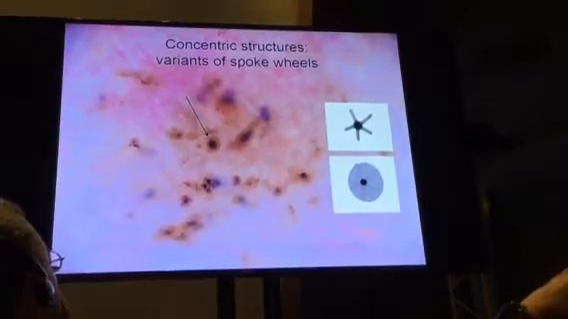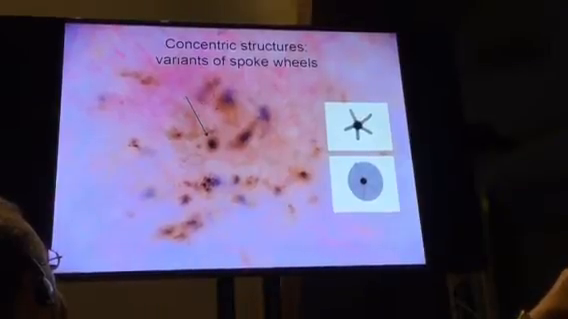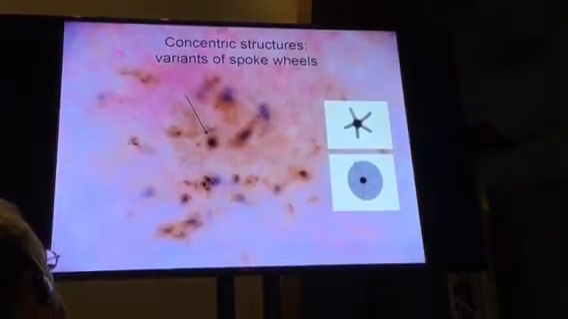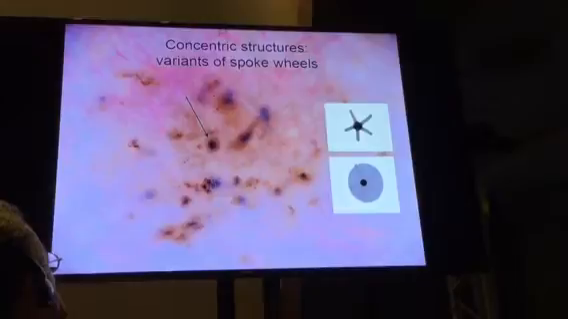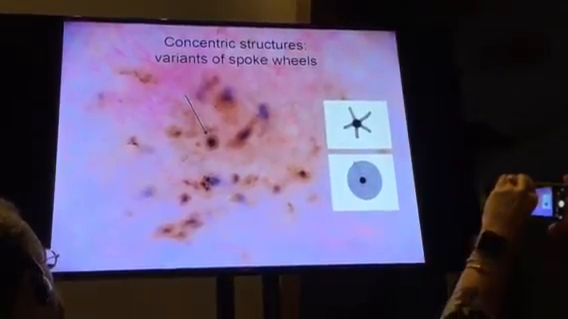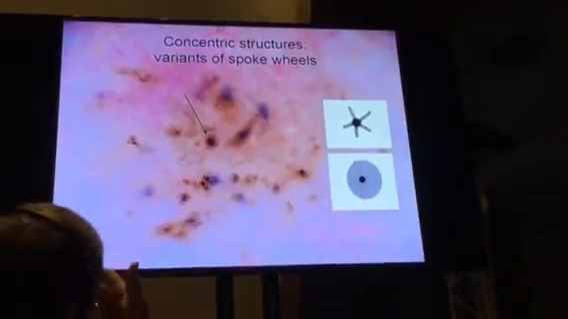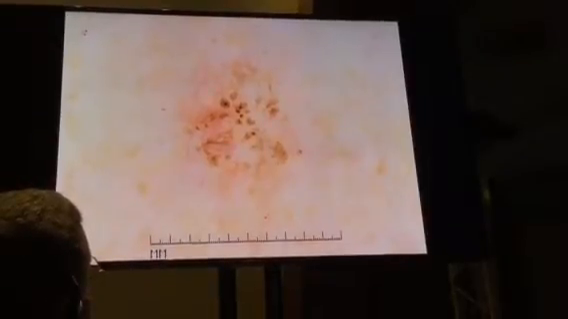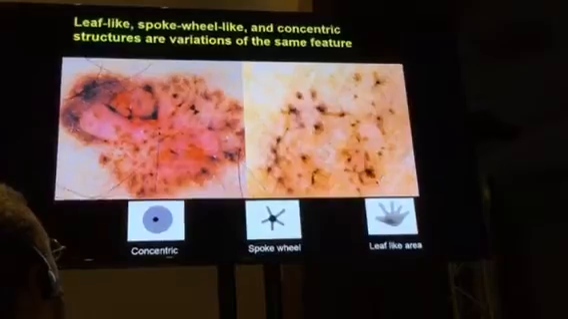A variation of the spoke wheel structure is the concentric structure. This is a central dot surrounded by a lighter circle surrounding that. For me, it's really just the same structure, just that the tumor has a slightly different appearance. The power of these structures you can see in the following examples. So here you see a very nice concentric structure. These other pigmented structures don't quite fit that classic breakdown as easily.